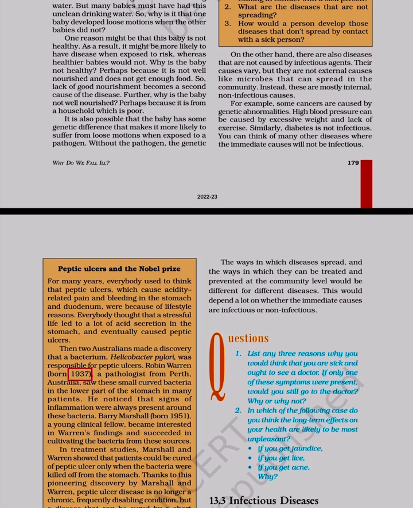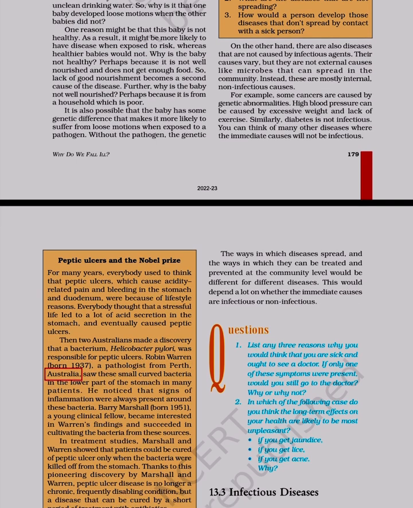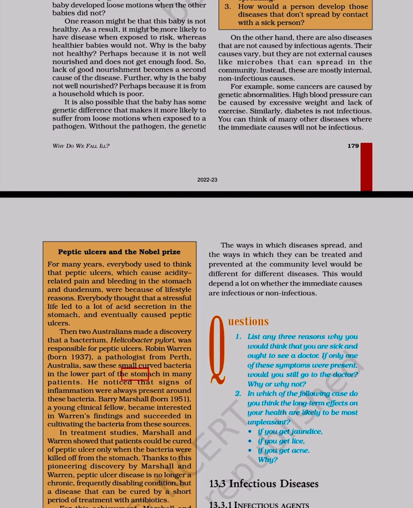Robin Warren, born 1937, a pathologist from Perth, Australia, saw these small curved bacteria in the lower part of the stomach in many patients.